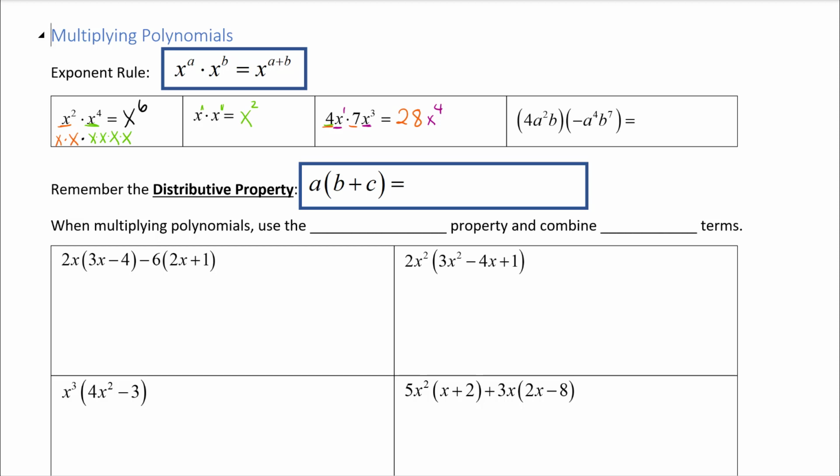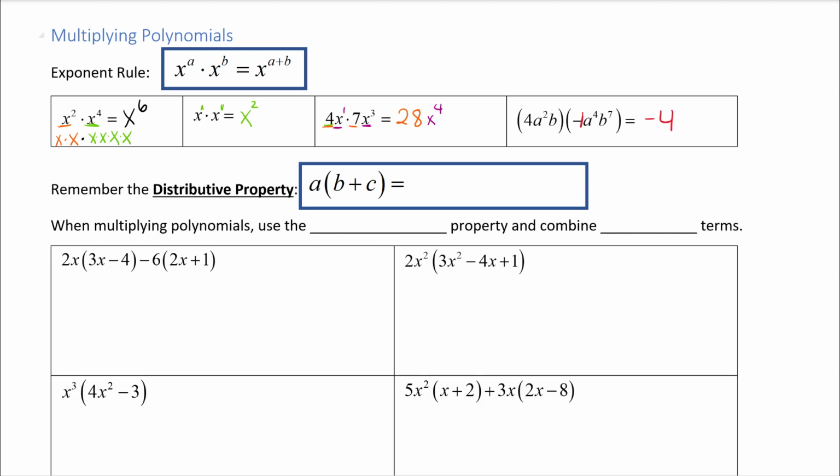On the next one I have 4a^2 b times negative a^4 b^7. Now there's kind of like a negative 1 there, so if I'm doing the coefficients, 4 times negative 1, and again this is the commutative property and associative property a lot here, but I'm not going to write it all out. I'm just going to multiply the coefficients. 4 times negative 1 is negative 4.